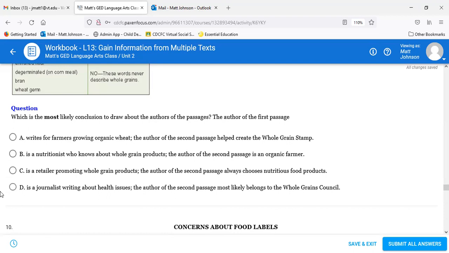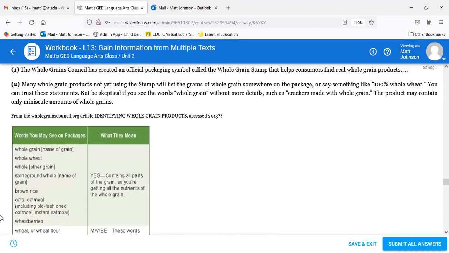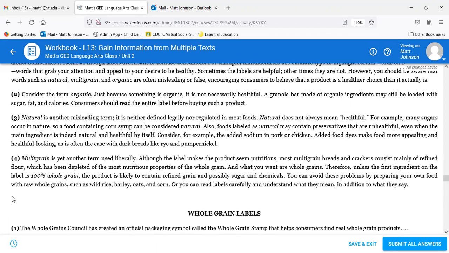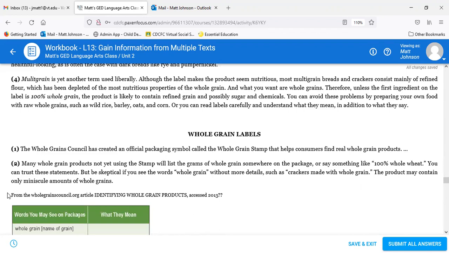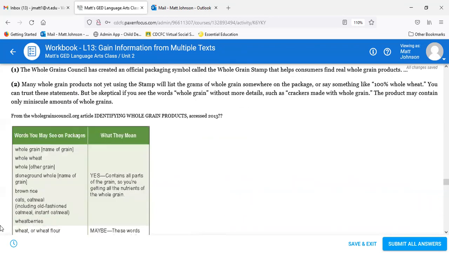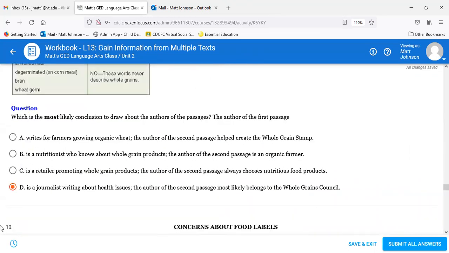Is it A? It's D. Yeah. And this is where that idea comes into play about looking at the sources and everything. We don't have a citation in the first passage, but we do for the second one. Looking at the second one in particular, from wholegraincouncil.org, that's going to tip us off that the passage likely belongs to the Whole Grain Council if they're writing for the website.